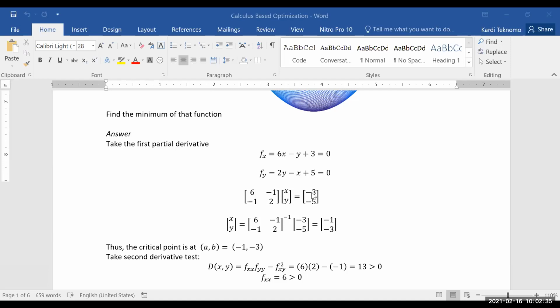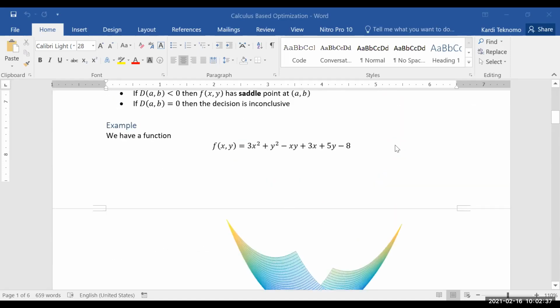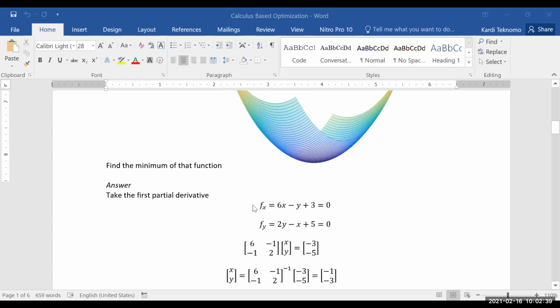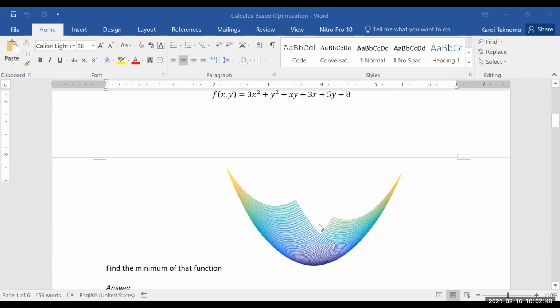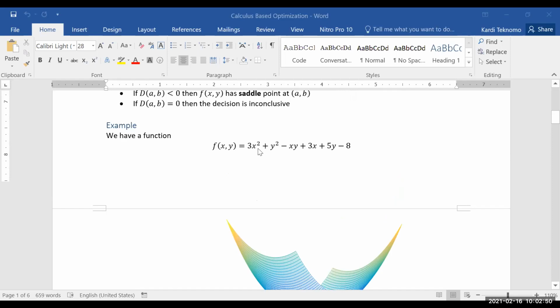Do you know how to get from this function to the first derivative? I eliminate the x or y. This is simple. You see, 3x squared. If you have 3x squared and then you take the first derivative to the x, what is the value? 6x.